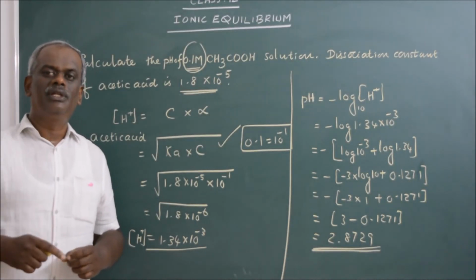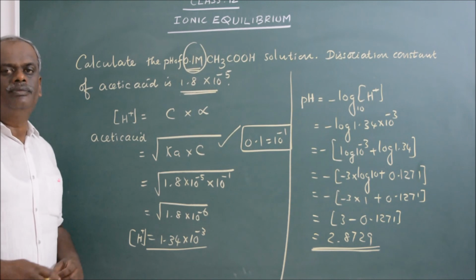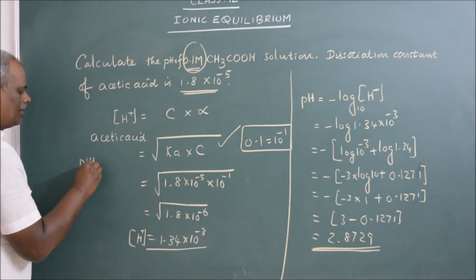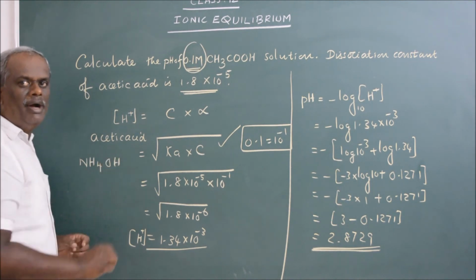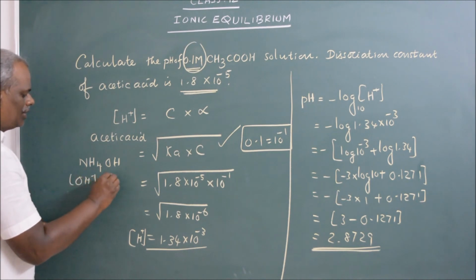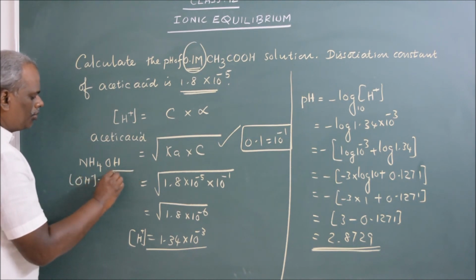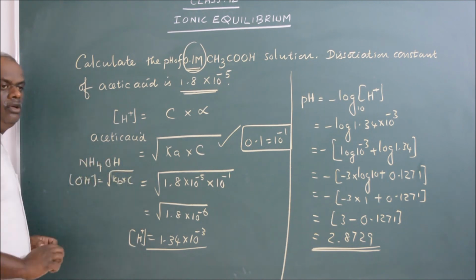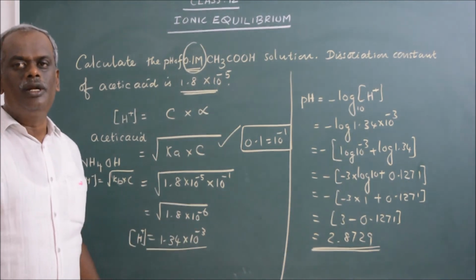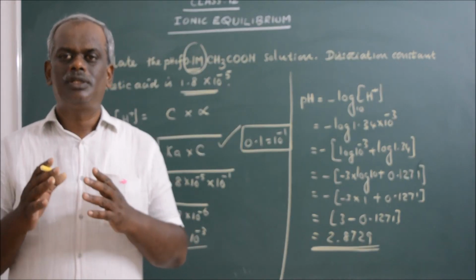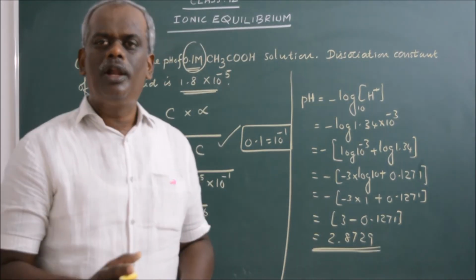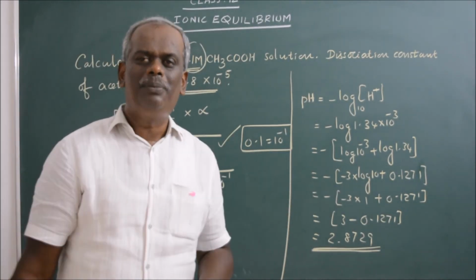Likewise, when you are given a weaker base, the same procedure can be followed. The weaker base might be ammonium hydroxide. Sometimes you might be given ammonium hydroxide, and to calculate the hydroxyl ion concentration, use the same idea, the square root of Kb into C. You might be provided the Kb value; follow the same procedure and try to get the pOH value. So this is a way of calculating the pH of a weaker acid as well as the pOH of a weaker base. Is it clear?